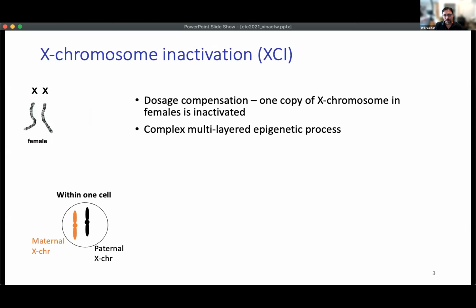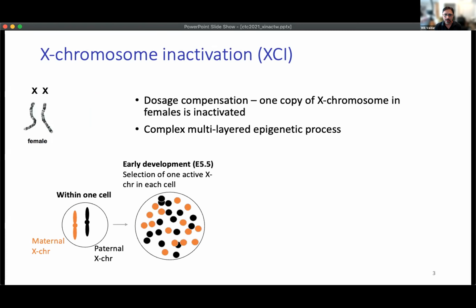So let's just look at a female cell and let's imagine that we've got one X chromosome that's orange and one X chromosome that's black. And so the way this works is that at around day 5 in the developing embryo, there's this process whereby every cell randomly decides whether it's going to keep active the black or the orange. And so I've indicated here, the orange balls are the cells that have decided to inactivate the black and keep active the orange, and vice versa.